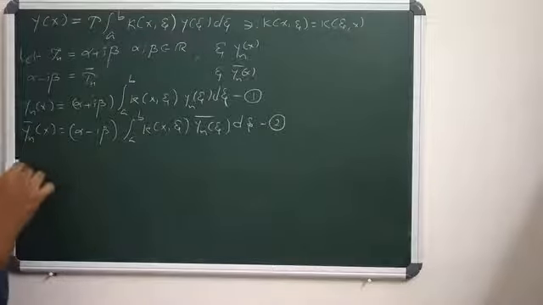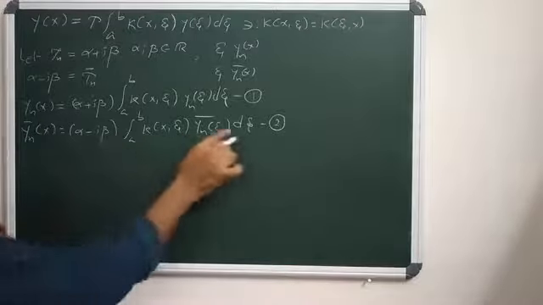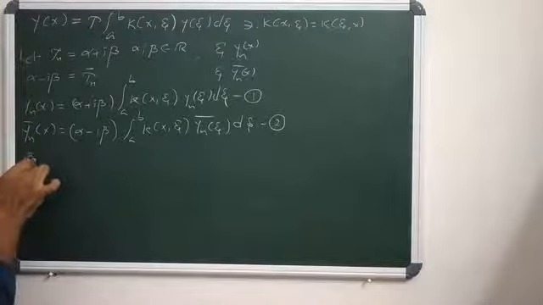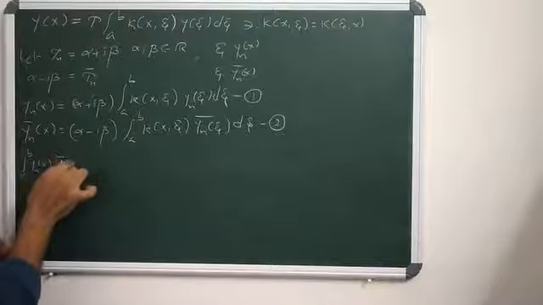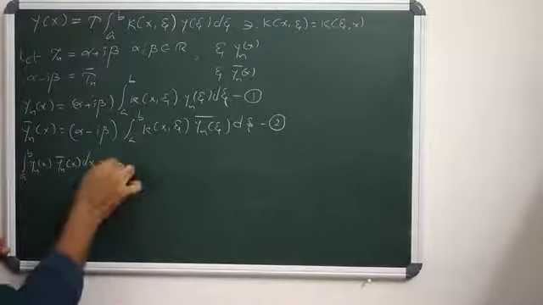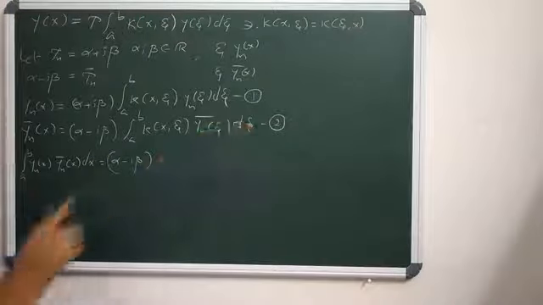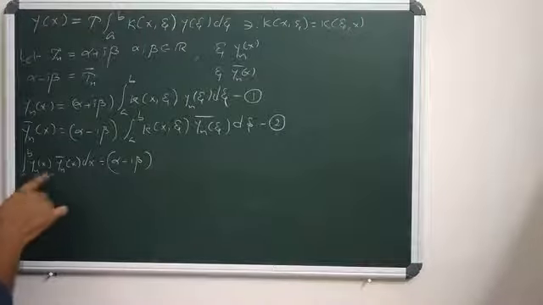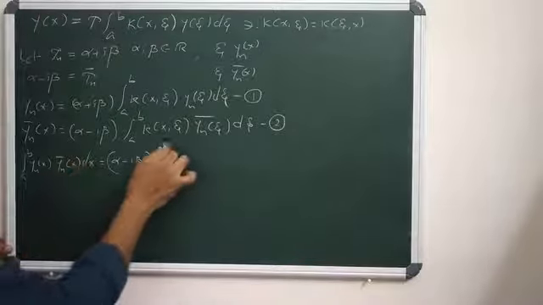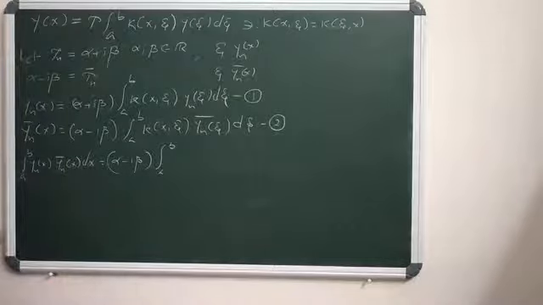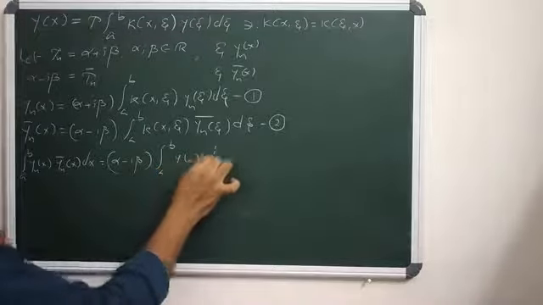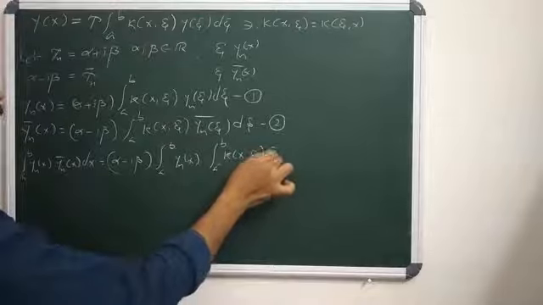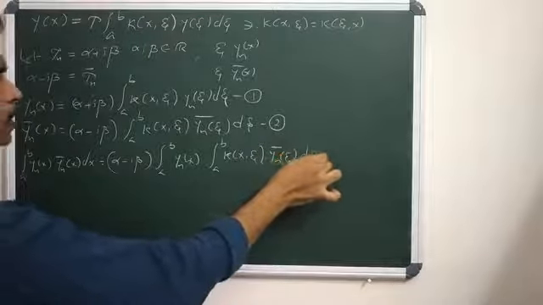Then consider: you multiply equation 2 throughout by y_n(x) and integrate from a to b. So you get integral from a to b of y_n(x) y_n bar (x) dx equals alpha minus i beta into integral from a to b of y_n(x) times integral from a to b of k(x, theta) y_n bar (theta) d theta dx.